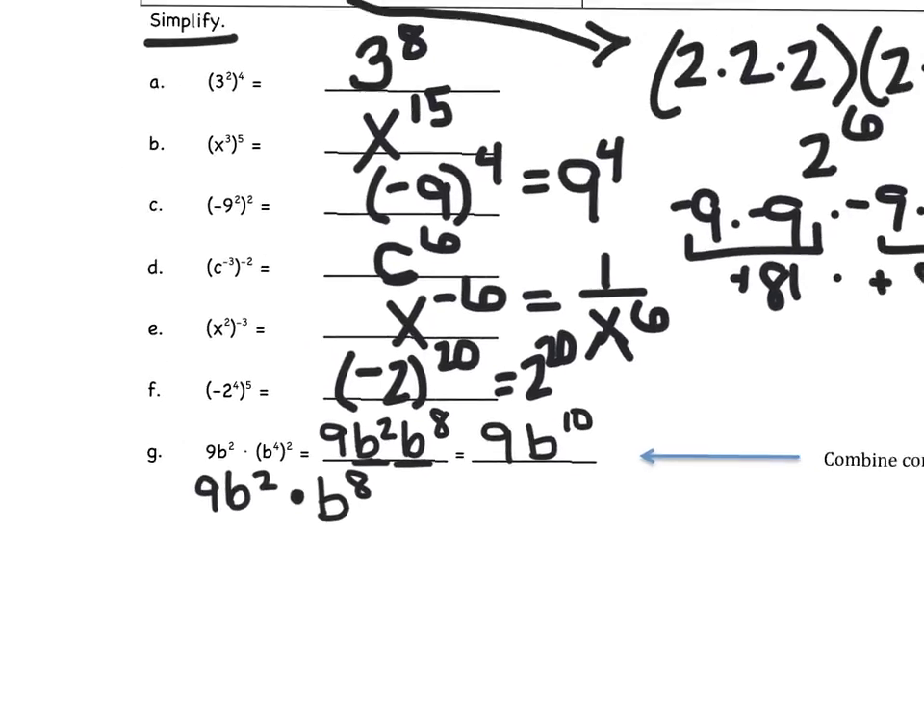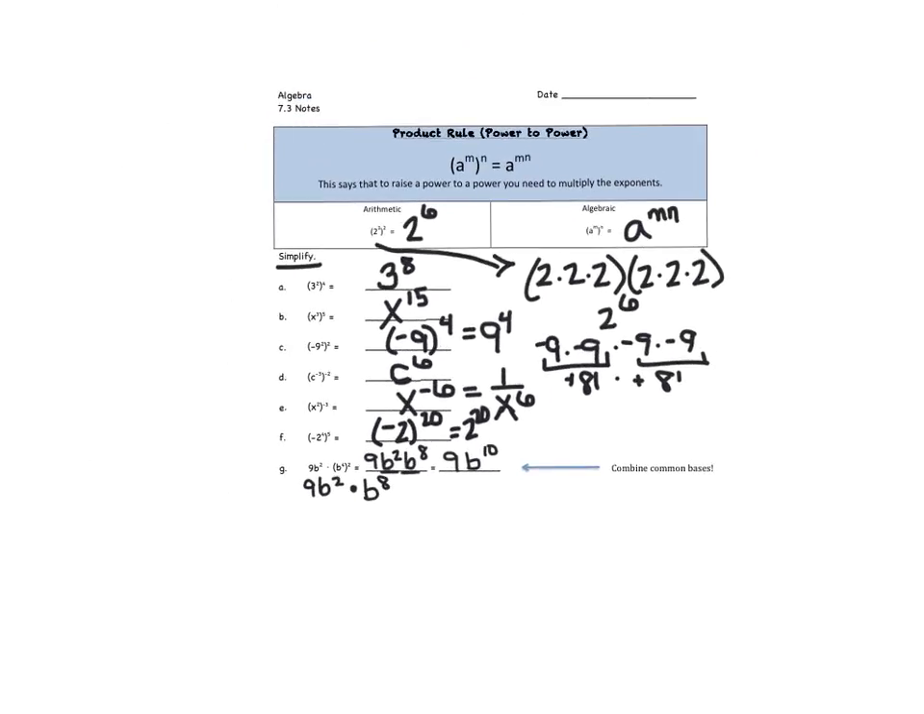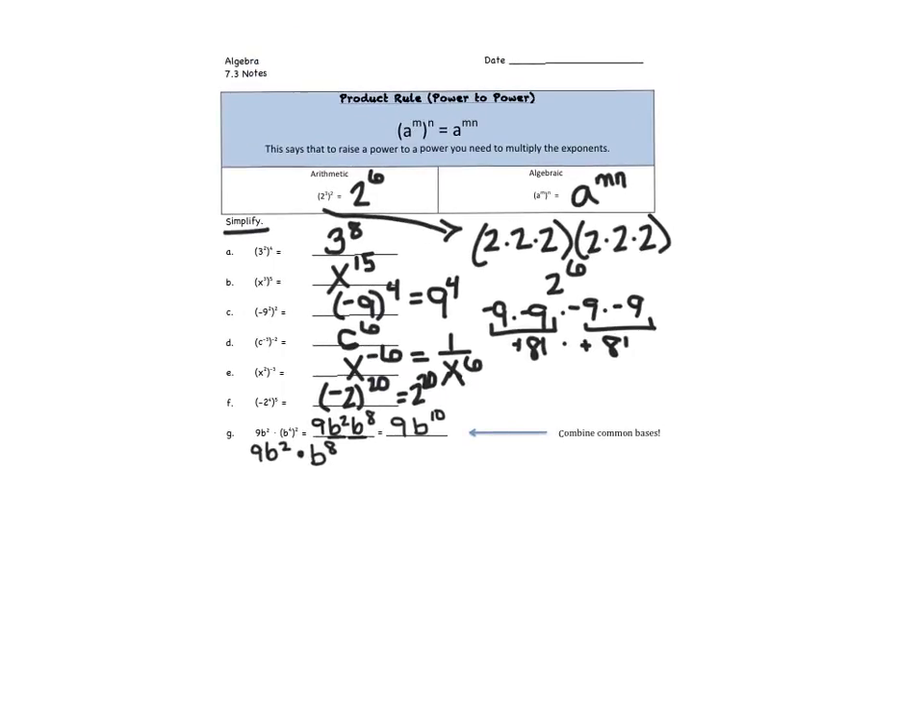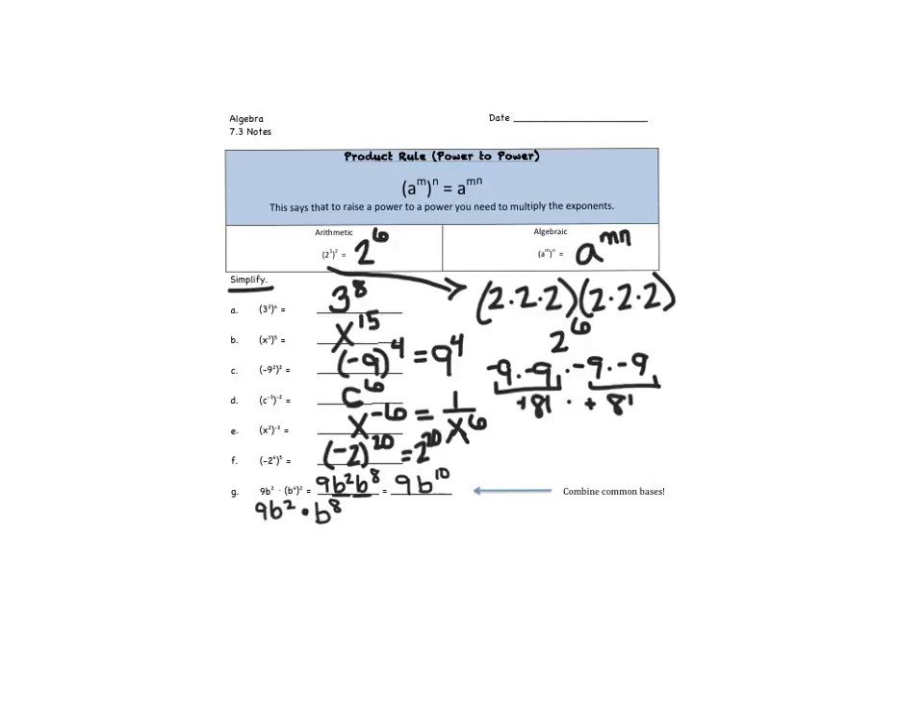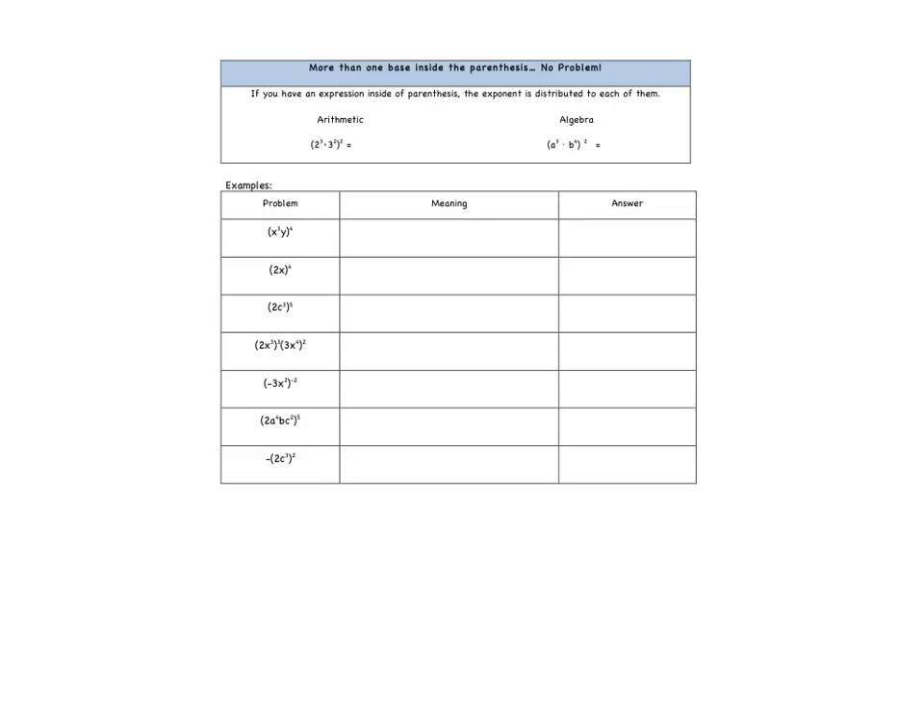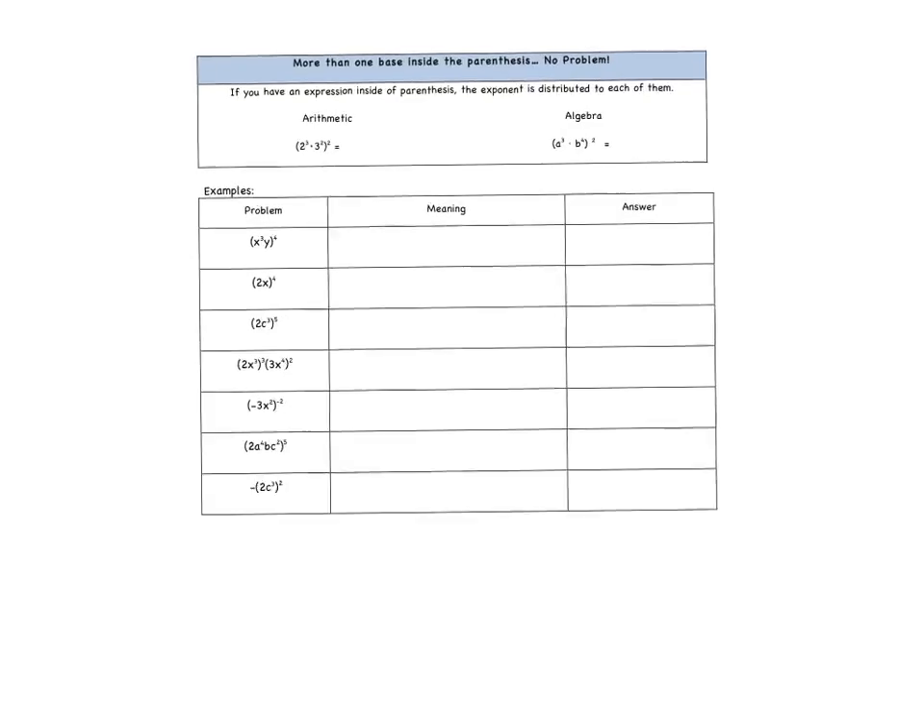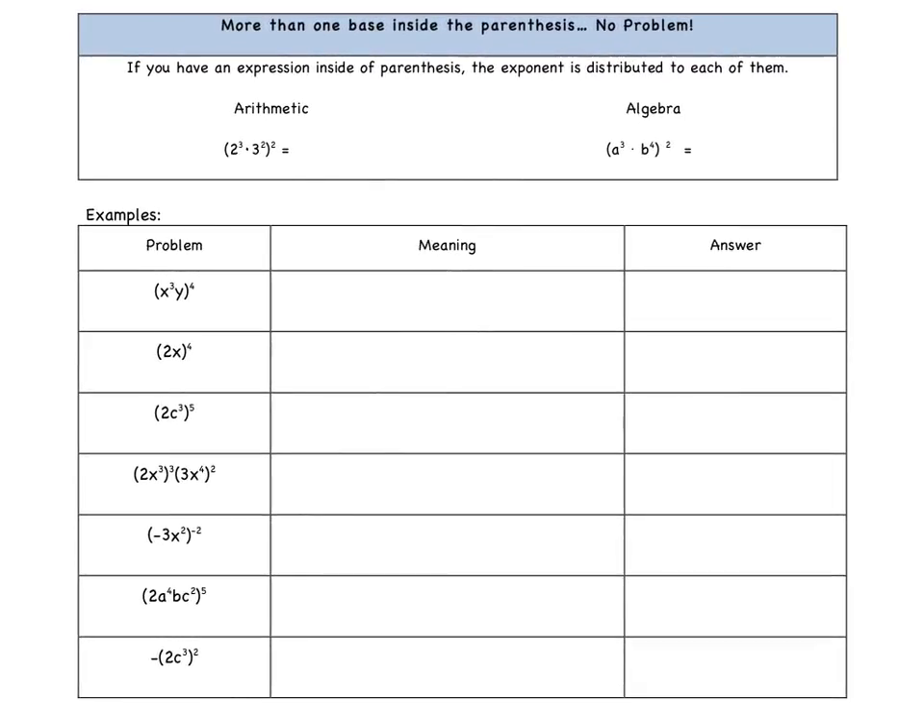All right. So remember to combine those common bases. All right. And we're going to move on now to our next slide and take a look at what happens when you have more than one base inside your parentheses. All it means is that you're going to distribute to each of the pieces inside, and this could be in multiplication, it can be in division, but that power to a power rule applies to everything within your parentheses.